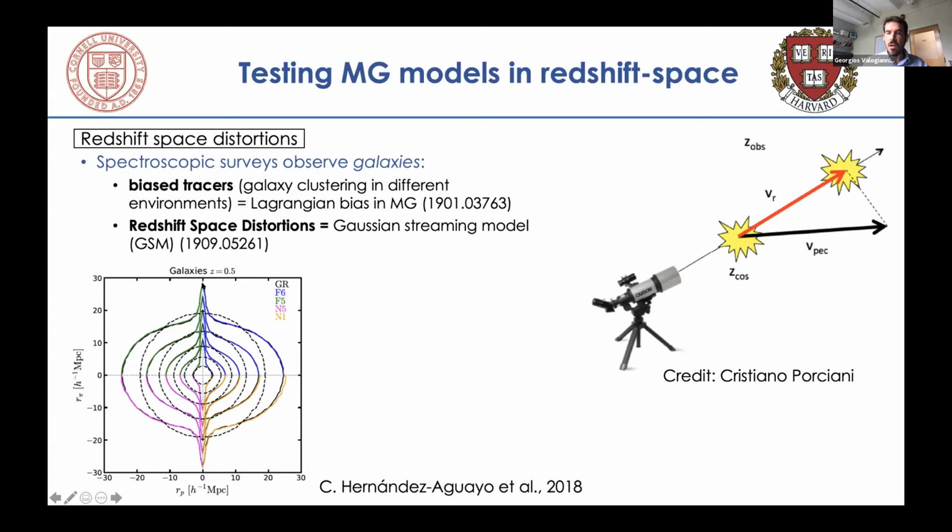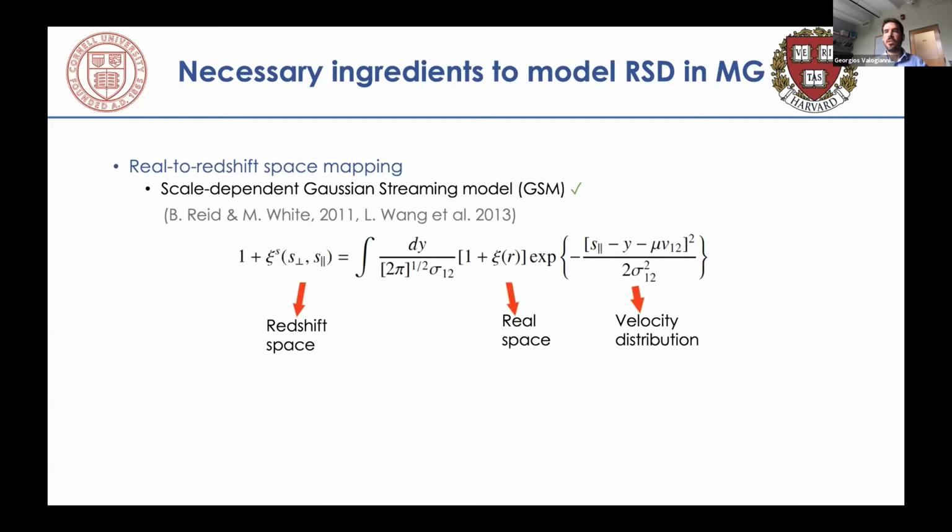So what this actually means in practice, from a theorist standpoint, is that this additional anisotropy also needs to be taken into account. And what it meant for me and for my advisor is that we needed to complement our model with an additional prescription about how to perform this mapping between the regular real space, as we call it, and redshift space.